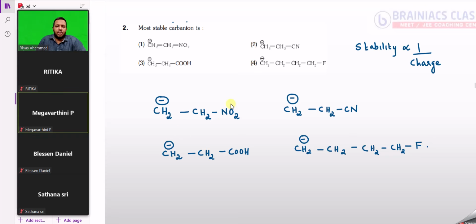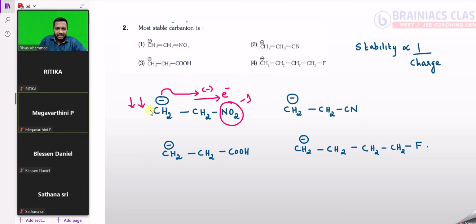Now first case, we know the NO2 group. What effect does it have? Tell me. NO2 group has a minus I effect. So minus I effect means electrons will be attracted towards that, correct? Electron attraction is what the minus I effect does. So electrons are moving in this direction. We know electrons are negative charge. So that means negative charge from here is migrating in this direction. That means the magnitude of negative charge is decreasing here.